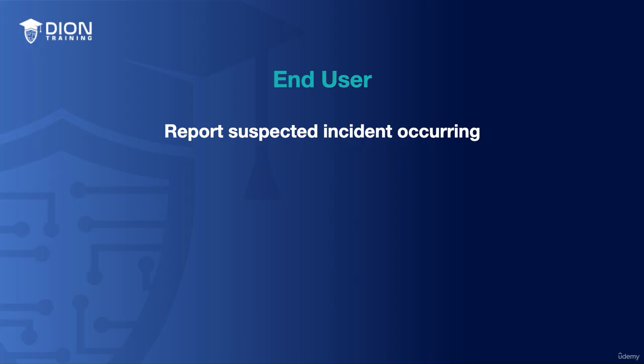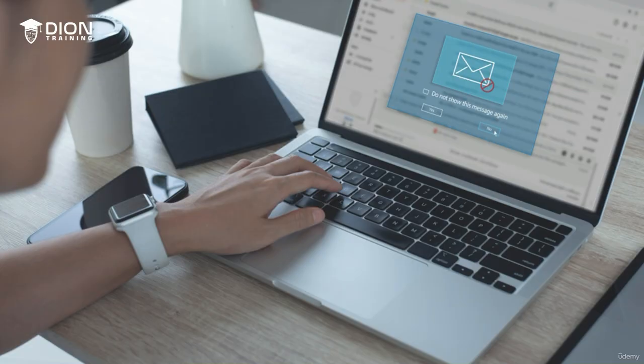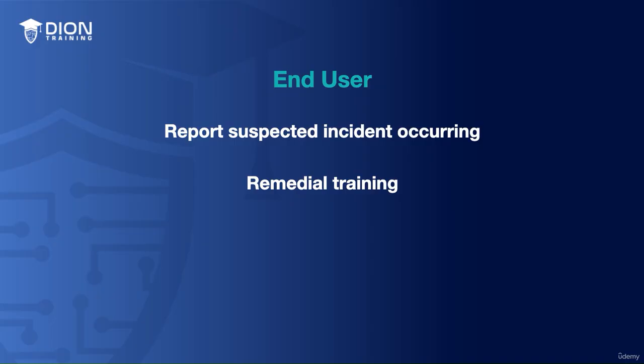Our end users should be trained on the way to report if they suspect an incident is occurring. For instance, as an end user, if I open up my email and I see a phishing campaign, how do I report that to the service desk? If I went and clicked on one of those links, I'm going to need remedial training to know how to identify that in the future and make sure that I don't fall for that again. This is the idea of your end user training. They need training on how to be a better user and how to prevent incidents from occurring in the first place.